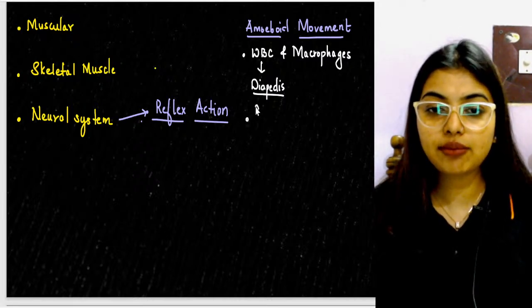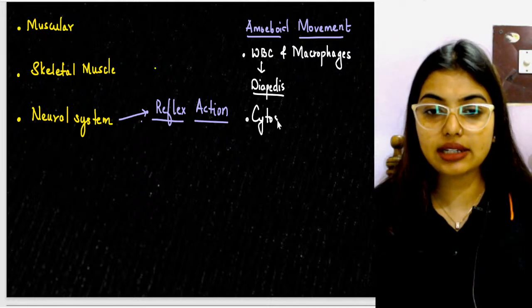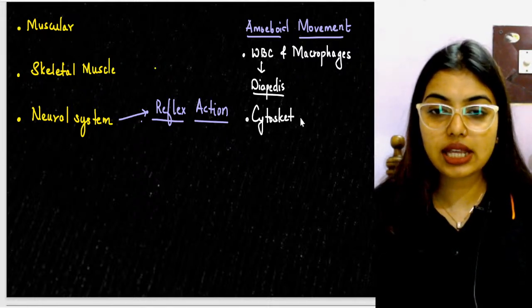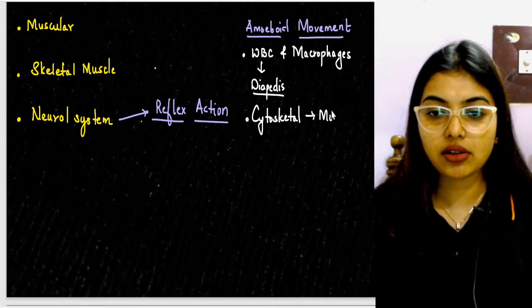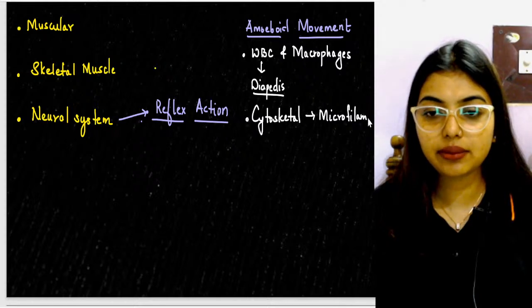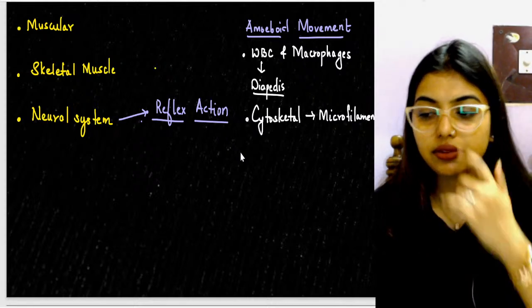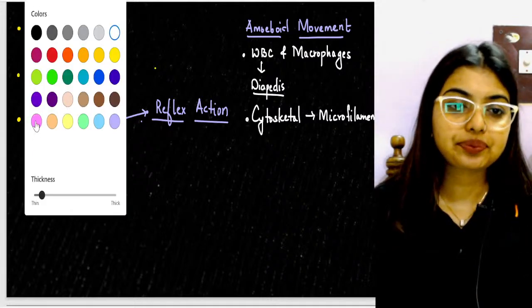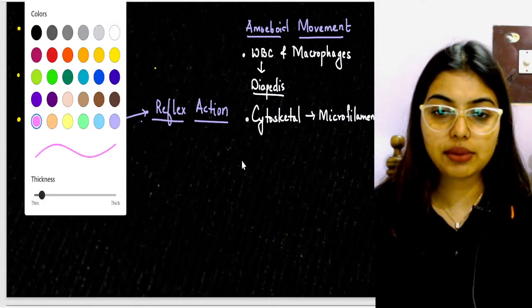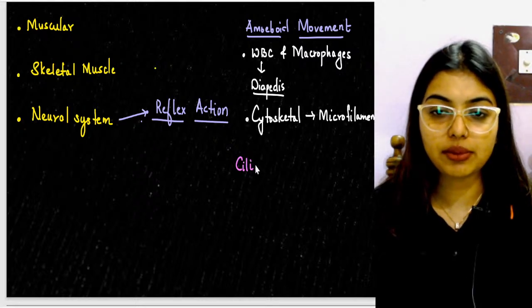With that, they have mentioned the cytoskeleton. Cytoskeletal, that is your microfilament. Okay, microfilament. I think it's visible till there. Next, after amoeboid movement, is going to be ciliary movement.